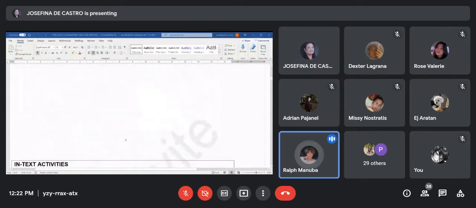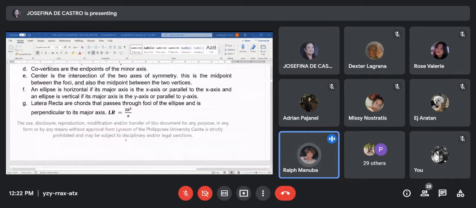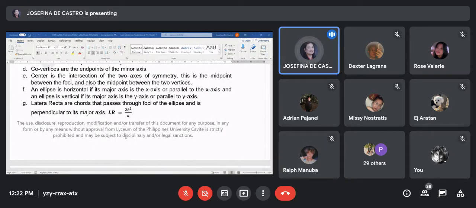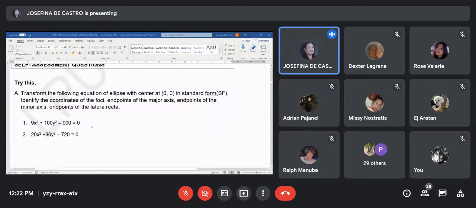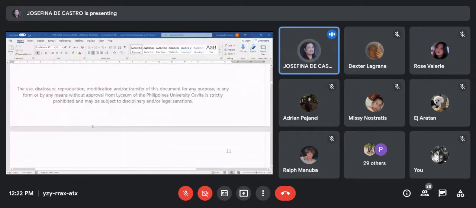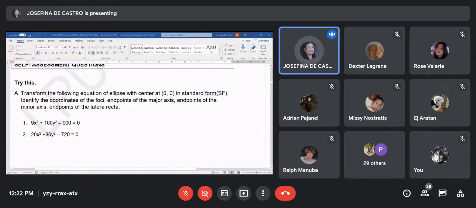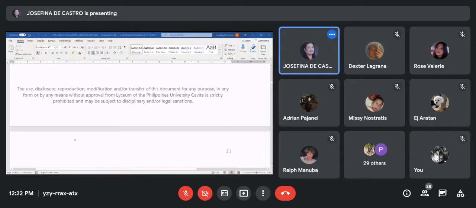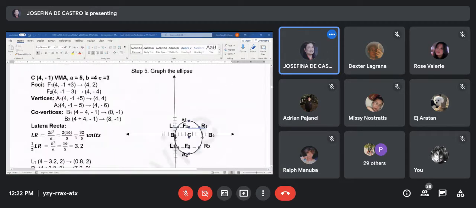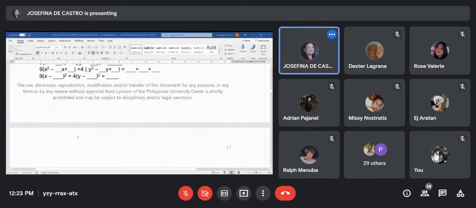So, Ma'am, di po kaya sa lesson 9 and 10? Kasi po yung lesson 11 at 12. Oo nga pala. Oo, tama. Tama ka doon. Lesson 9 and 10. Lahat po ibibigay. Endpoints of the minor axis, endpoints of the lateral recta. Ganito siya gagawin. Hindi ko yata daw na idagdag sa activity yung endpoints of the lateral recta, yung L sub 1, R sub 1 for lesson 9 and 10. Okay? So, ganun yun.